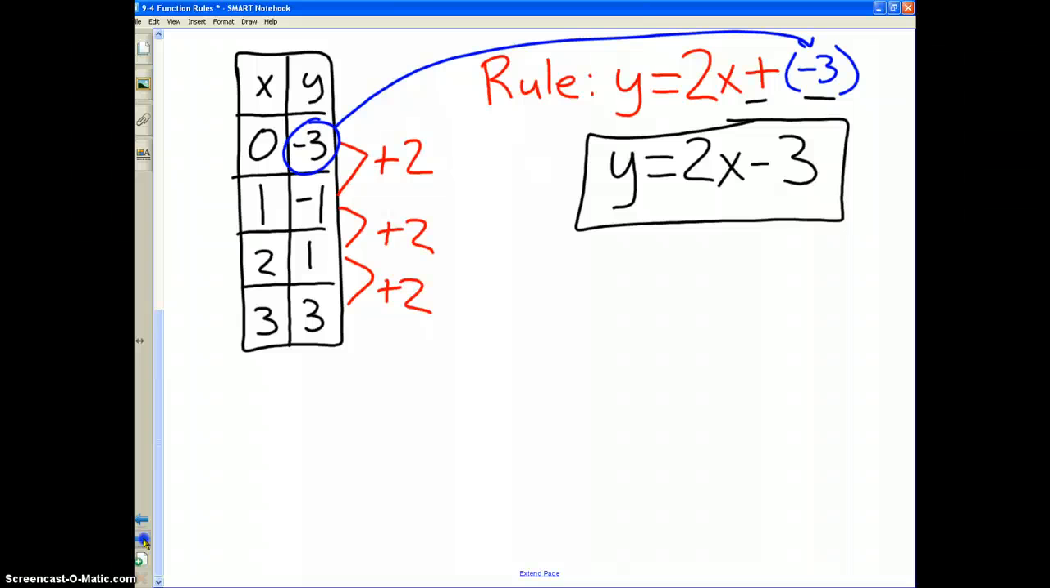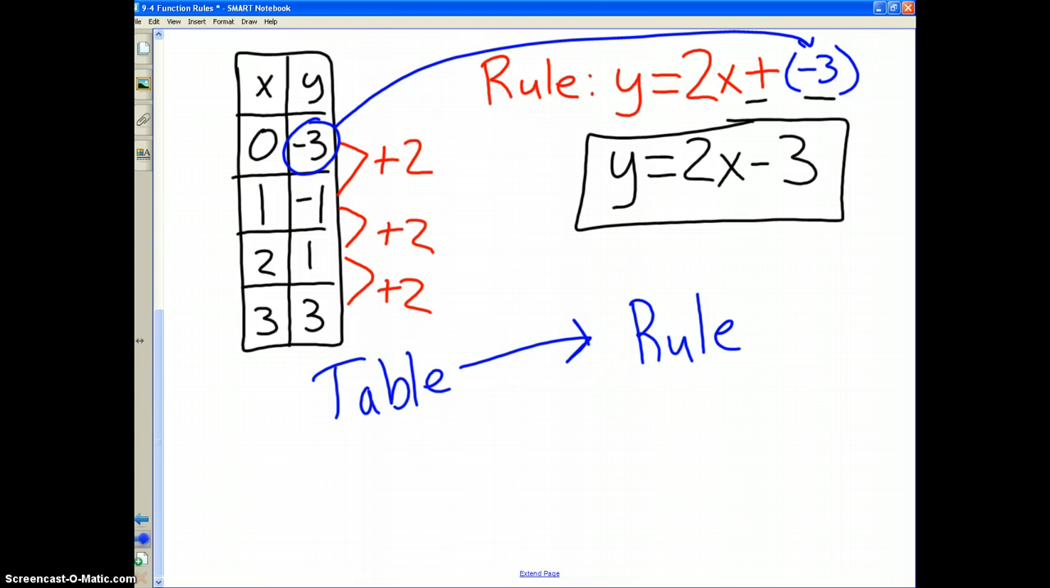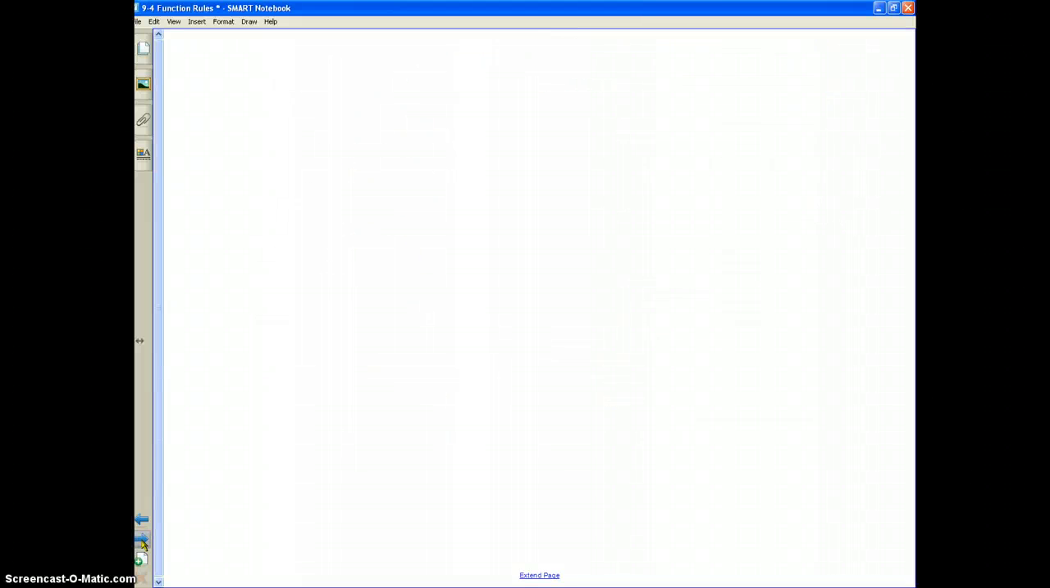So our next topic, I just want to show you, using the tables to analyze, we went from the table to the rule. And then on the next slides, what we're going to be doing is called evaluating functions. And that's basically going the other way. We're going to be given a rule, and then we're going to be creating a table. So these last two examples, we were given a table, made the rule. Now we're going the other way. Rule, back to table.